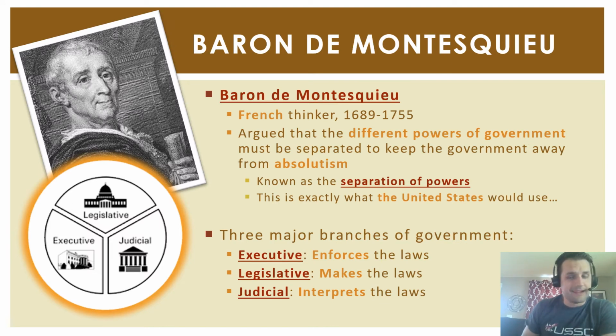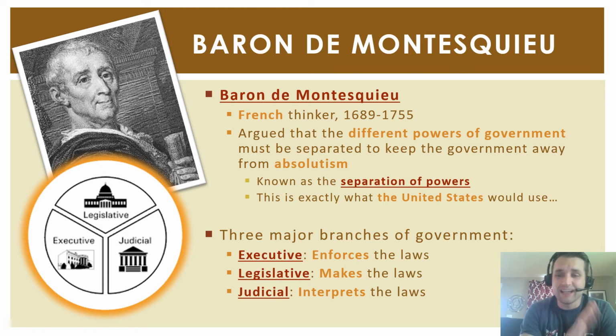But again, he's not the only one. There's also this guy. He is Baron de Montesquieu. Baron de Montesquieu is another important French thinker living about the same time as Rousseau, actually a little bit earlier. But one of the things that he argued is that we have to avoid absolutism. We can't have absolute government. We can't have one person doing all the different things that government is supposed to do. So how do you fix that? Well, you can separate the powers of government.